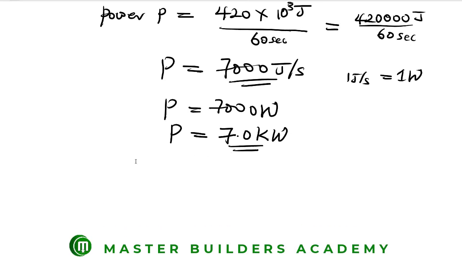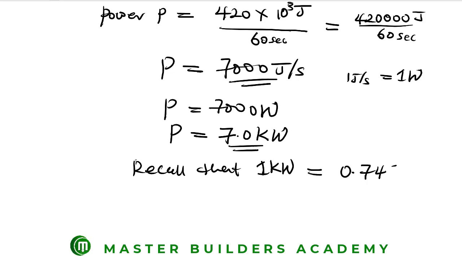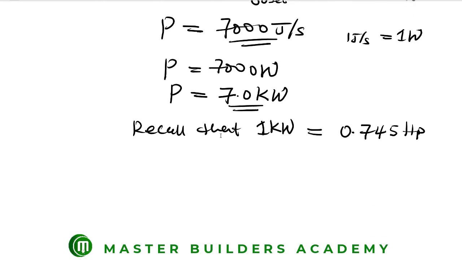So we now have the relationship between kilowatt and horsepower. Now recall that 1 kilowatt is equal to 0.745 horsepower. See now? So this is why we have to convert to joule per seconds, then from joule per seconds to watt, and then from watt to kilowatt.